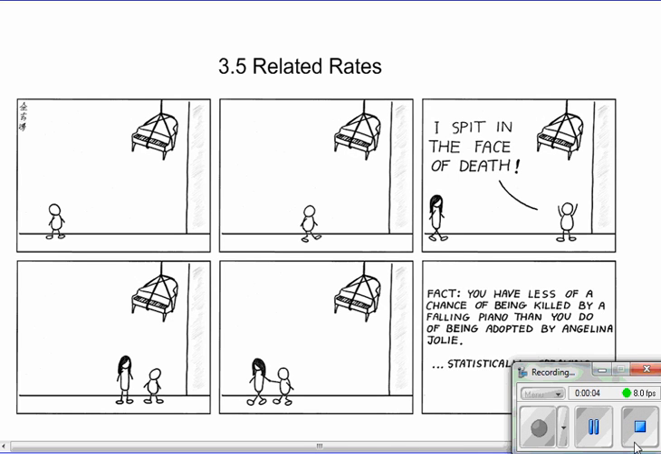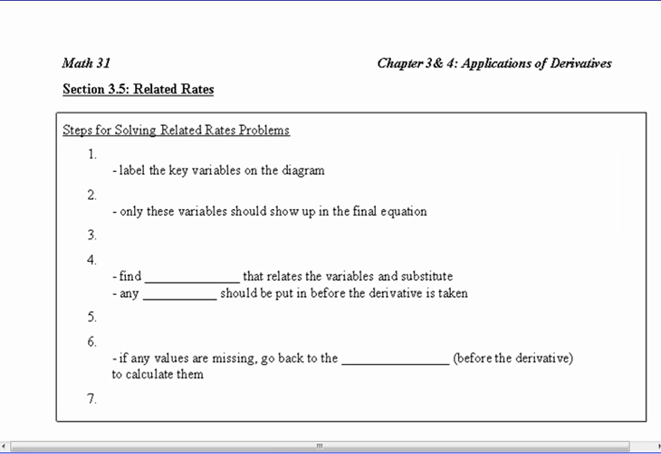What page are we on? So 3.5, related rates. I think it says chapter 3, page 9. Chapter 3, page 9. All right, I wish I had this filled in for you already, but it's not. Okay, can you write this down, please?